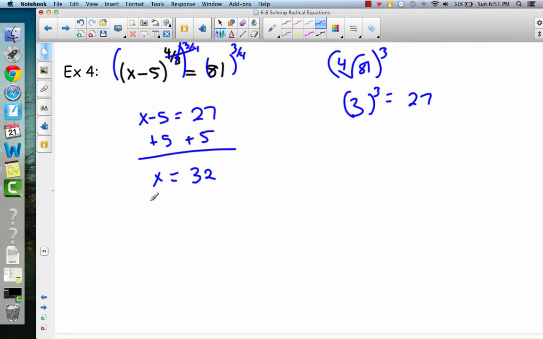So that's a pretty short one, but I really want to see all those steps, show all your work. I will be giving credit for that, so don't be lazy. It doesn't take long to do that.